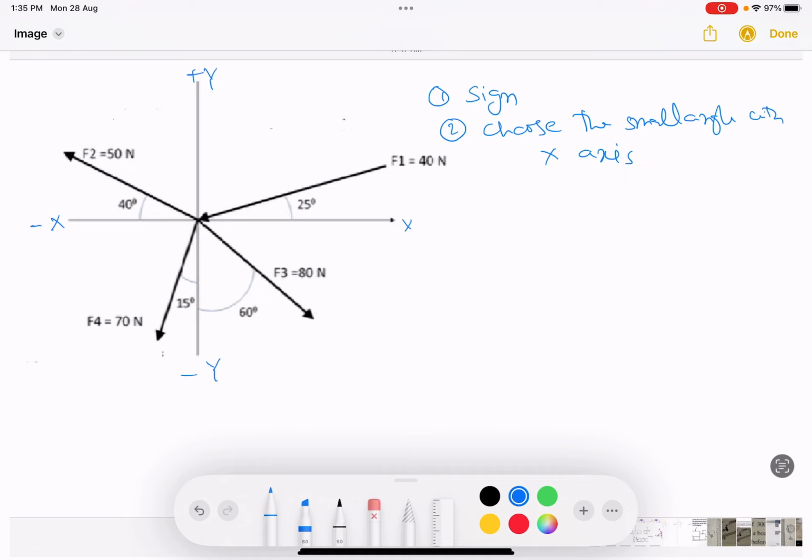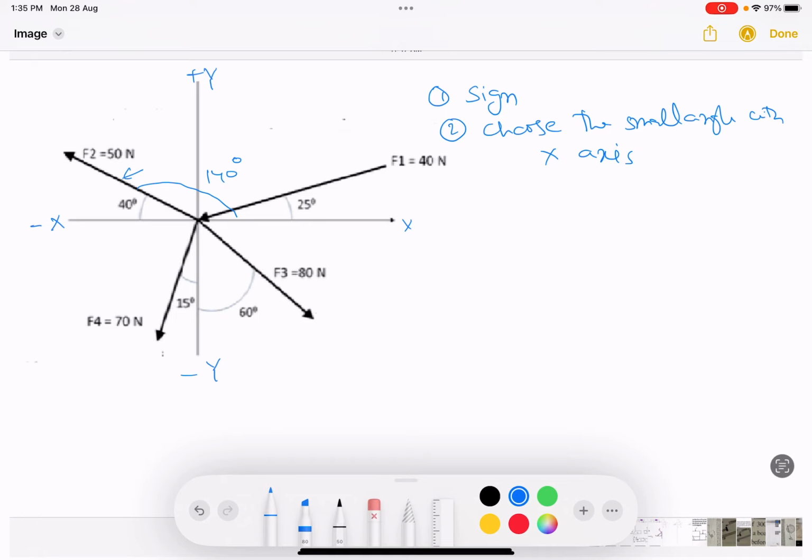For example, look at force F2. Here is force F2, right? So F2 is making an angle of 40 degrees with x axis. Also it is making an angle of 140 degrees with x axis, and you are going to take the smaller angle which the force makes with x axis, which is 40.